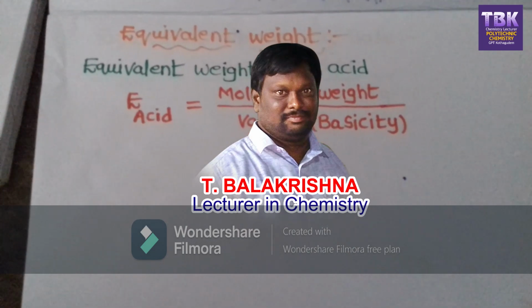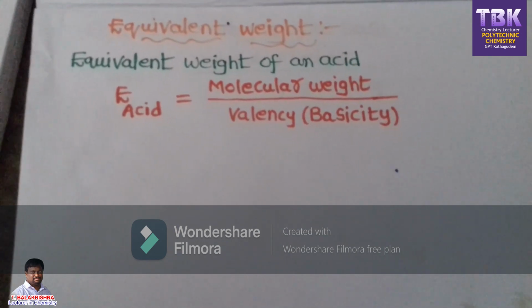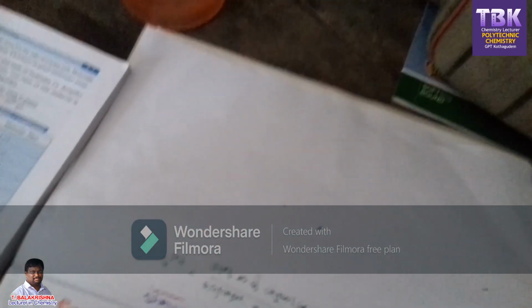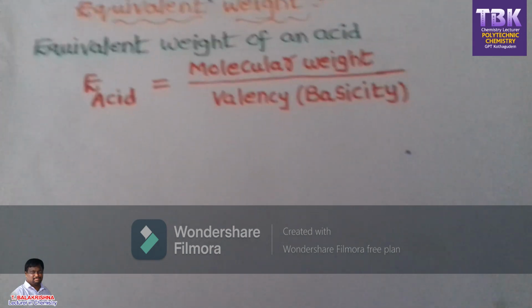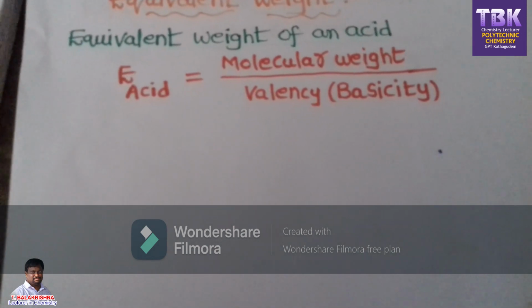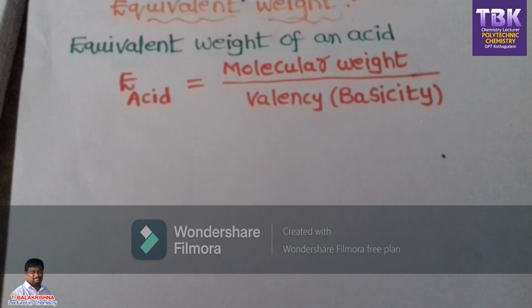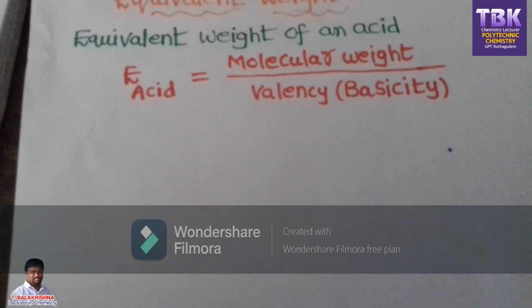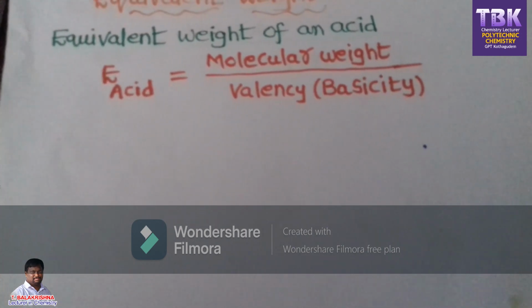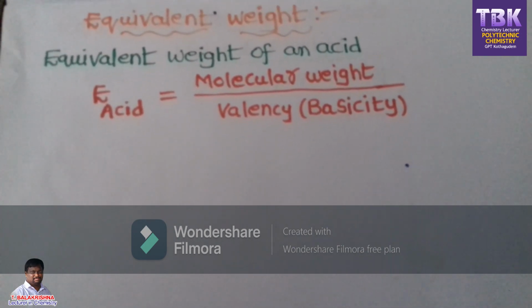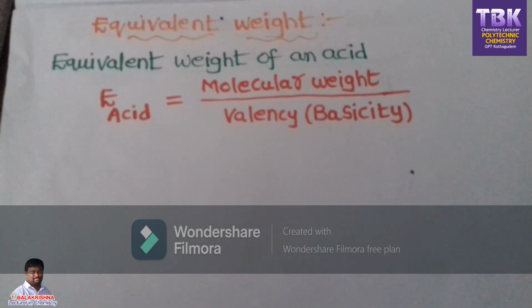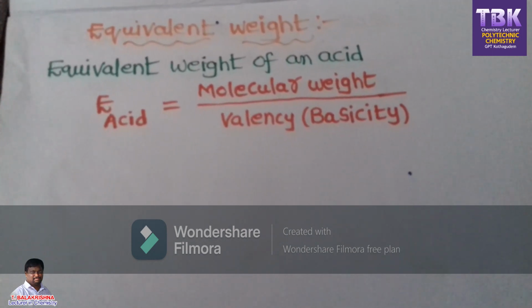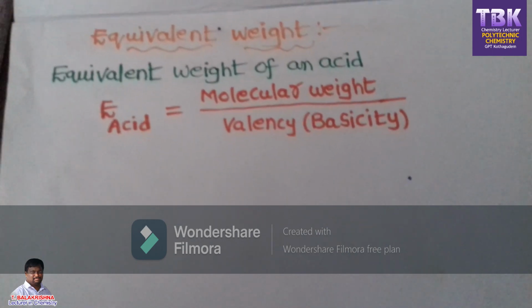Today our topic is equivalent weight. The equivalent weight of a substance is the weight of it that reacts with 1 gram of hydrogen or 8 grams of oxygen. And our topic is to calculate the equivalent weight of an acid.